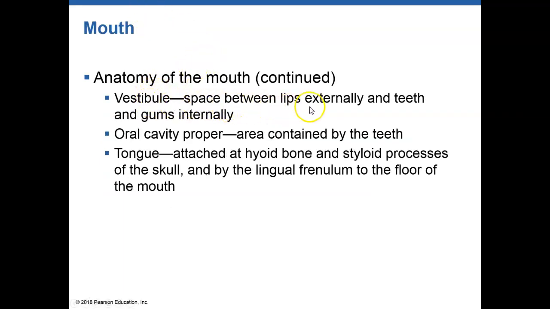The space between our lips and our teeth is known as the vestibule. The oral cavity then is the area contained by the teeth, so that large area when you open your mouth that has the tongue in it. And your tongue is a structure in the mouth that not only has sensory function, so it senses taste, it also functions in speech, and it helps us to manipulate food.